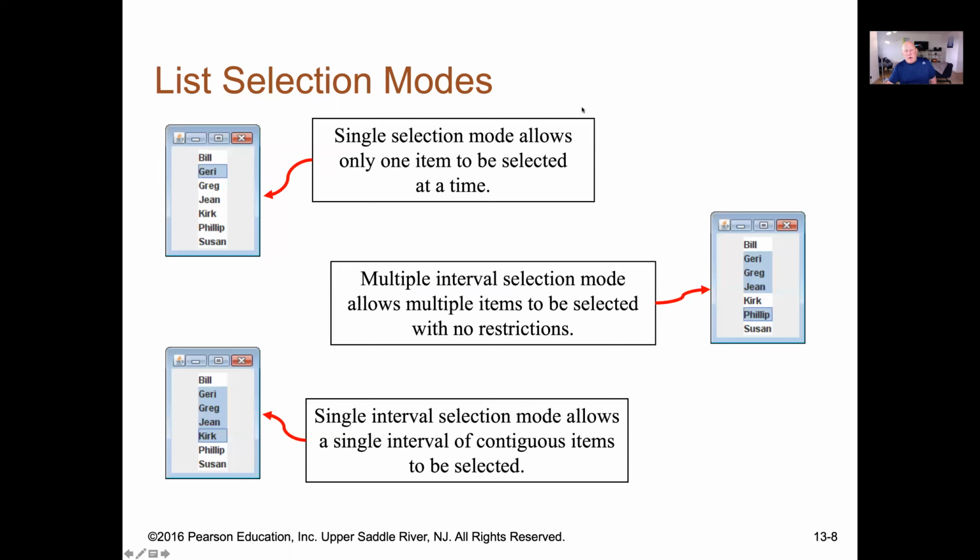And this is an example of single selection, where you can only select one item, and this is multiple selection, where you can select multiple items, and then single interval selection allows a single interval of continuous items to be selected.